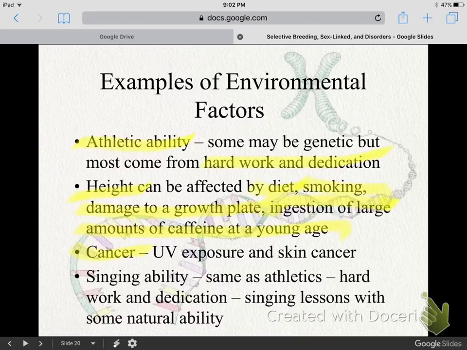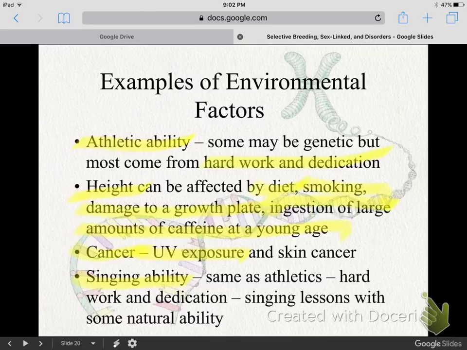The next trait is cancer. Cancer, they're looking into, yes, of course, being genetic, but we know from learning about the atmosphere that when you're exposed to harmful UV rays, that can give you cancer as well. And the UV rays come from the sun. So cancer is genetic and environmental.